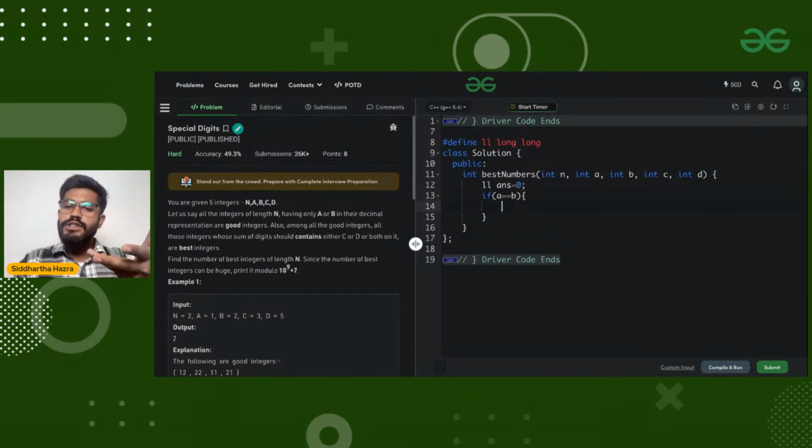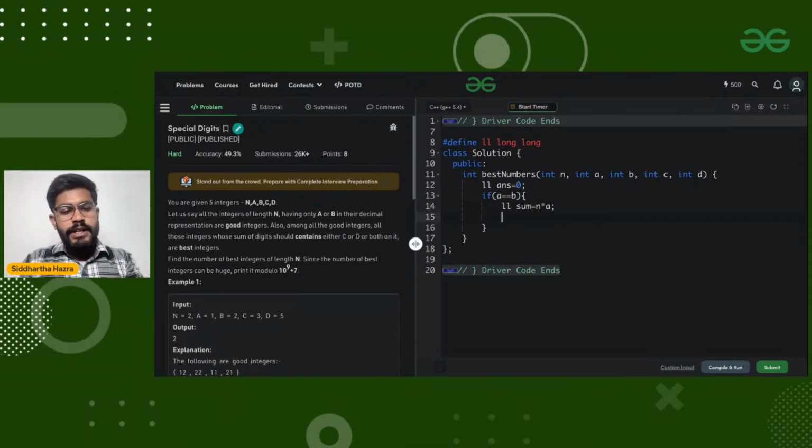So we can't rearrange it. If we have only 5, it can only be this, so only one arrangement is there. So if A is equal to B, then long sum is equal to the length of the digit multiplied by either A or B. Anyone is fine. Then after that, we would just iterate over the sum.